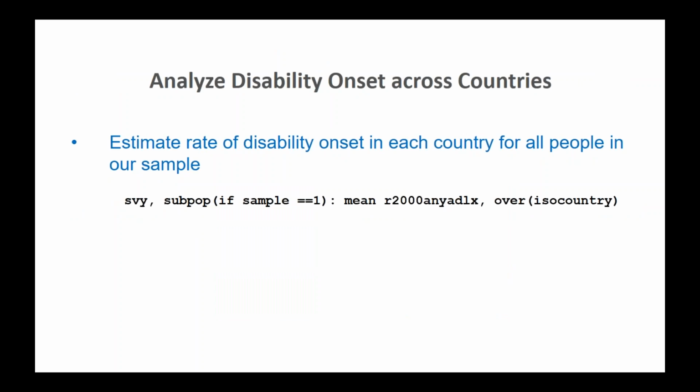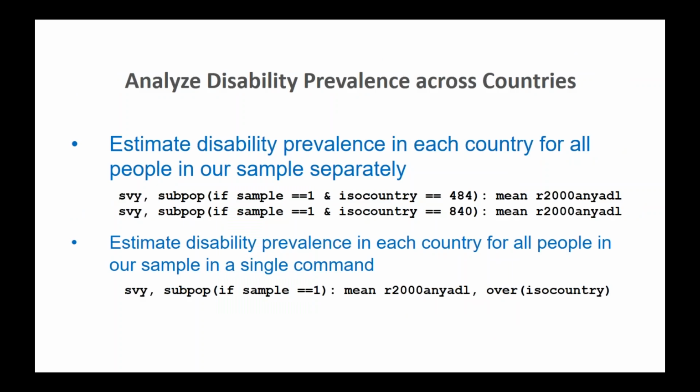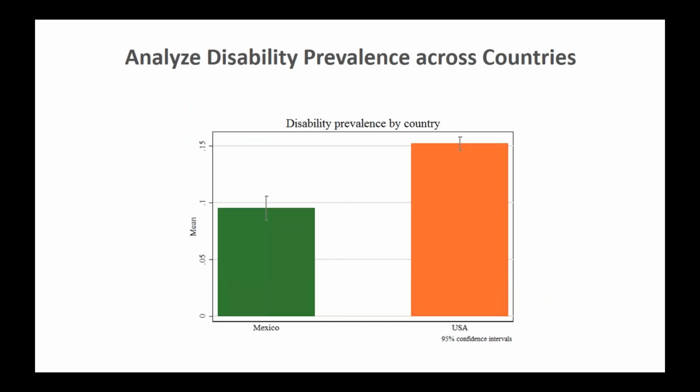Briefly, I will just mention, all right, so I showed you that you could estimate them separately, but you can also estimate them in a single command. And this will come back later. So we can still say svy subpop if sample is equal to 1, and then the mean of R2000 NEADL. And then instead of specifying each country, we can use this option here of over ISO country. And it'll say for all the values that are in our data set of ISO country, it'll produce an estimate for each of those. Again, we have 2 values for ISO country, either Mexico or the US. So we'll get values for those.